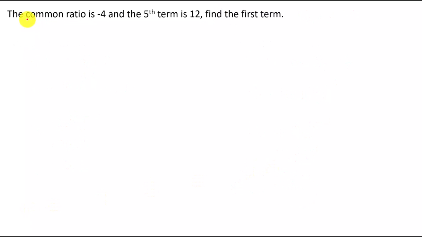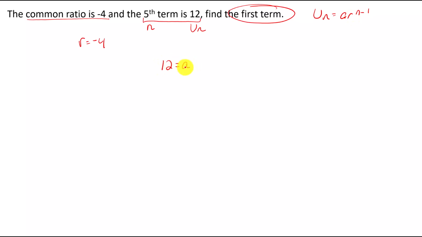Okay, on this example, we're given that the common ratio is negative 4, so R equals negative 4. And then we're told that the 5th term is 12, so we need to be very careful with that because the 5th term would tell me that n is 5, and that 5th term is equal to 12, so that would be u sub n. So our formula here is u sub n equals AR to the n minus 1. And in this case, we're asked to find the first term, so we don't know what the first term is. So we can take this formula and plug in what we know. We know that u sub n is 12. We know A is what we don't know, it's what we're looking for, so we're going to leave that as A. R is negative 4, and then n would be 5, so we would write 5 minus 1.